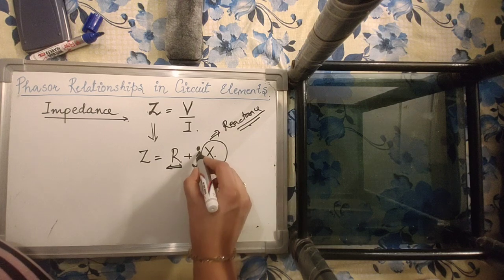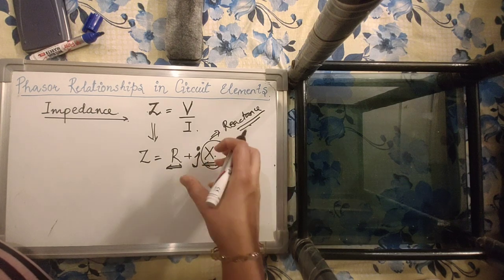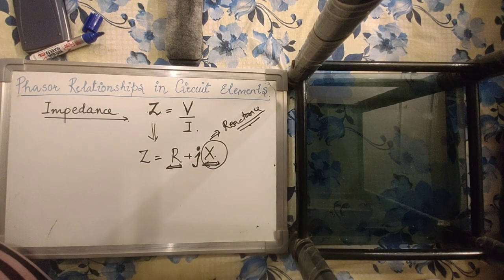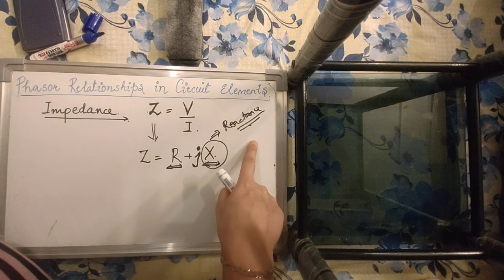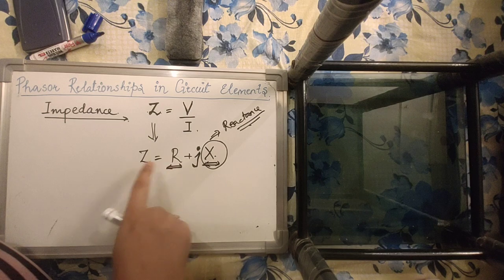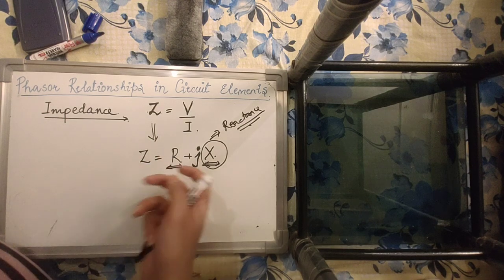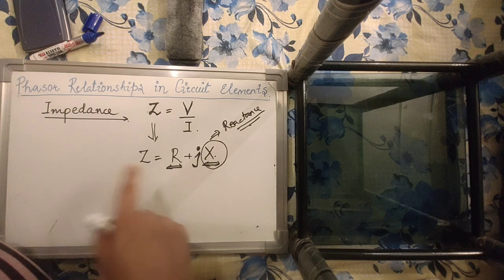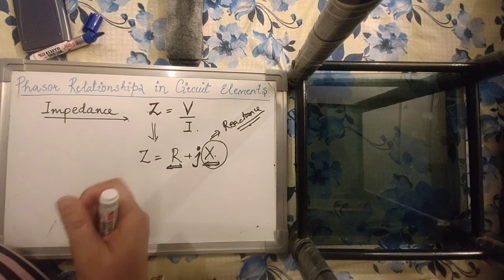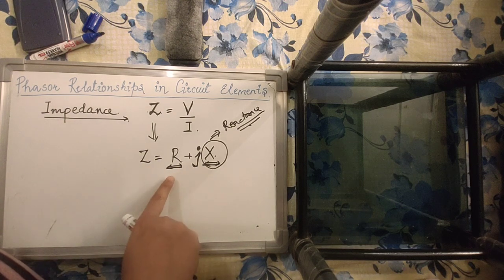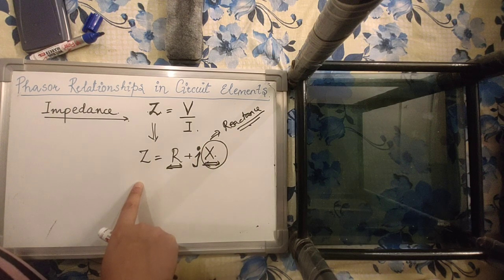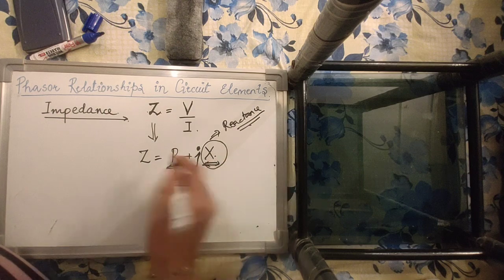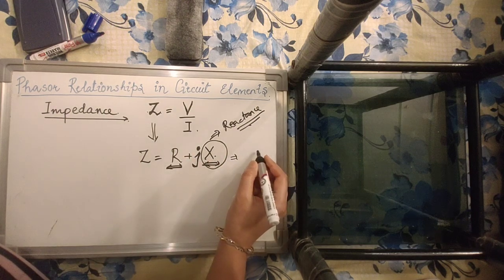So the imaginary part of the impedance is introduced by reactive elements like L and C, and it is called reactance. X is called reactance, and the real component of the impedance is introduced by resistances, and needless to say, it is called the resistance itself. So resistance is the real part of Z and reactance is the imaginary part of Z. This is the rectangular form representation of the complex number.